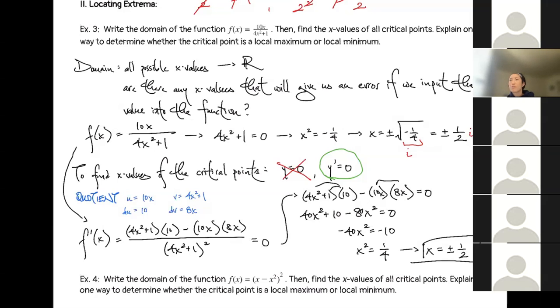Okay, these are great ideas. I see some folks saying, let's take these values and plug them back into the original function. So if I plug it back into the original function and I get one y value that's higher than the others, you know that's a maximum, right? But if you get a y value that's lower, then you know it's a minimum. Okay.